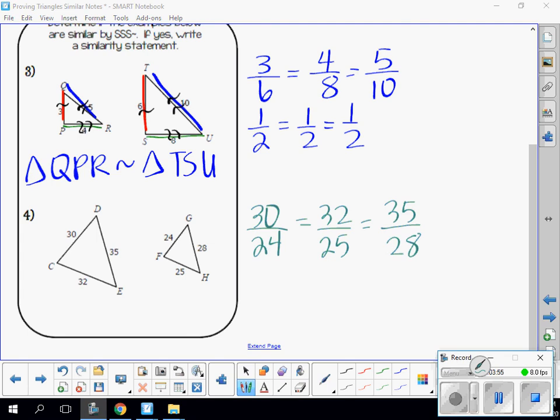So if I reduce these, this is going to get me 5 over 4. This 32 over 25 has nothing that can reduce, and then 5 over 4. So 2 of them work, but 1 doesn't, which means I am not similar.